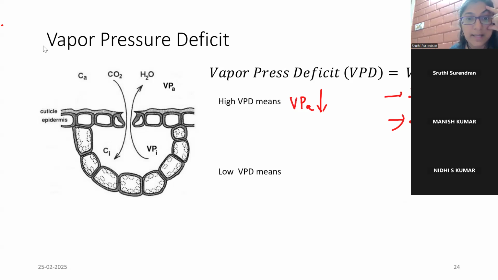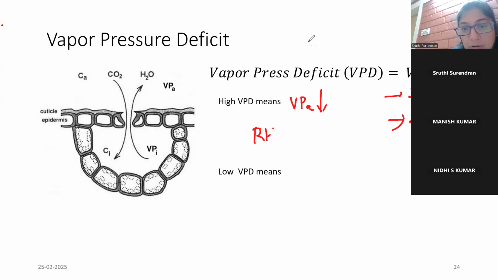Yes, that means the air is dry. So if the air is dry, how will you talk about the relative humidity? What will you say, whether the air is humid, or less humid, or more humid? Yes. So the relative humidity is going to be low. RH is low.